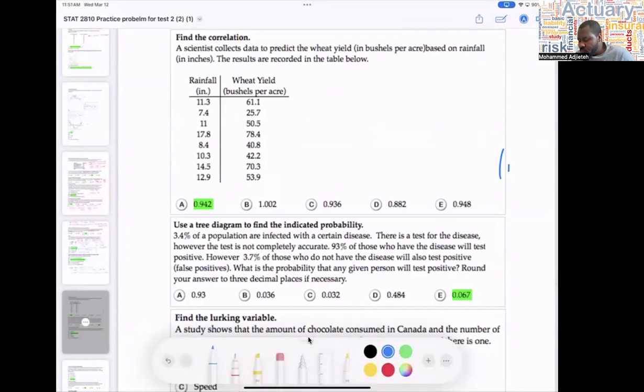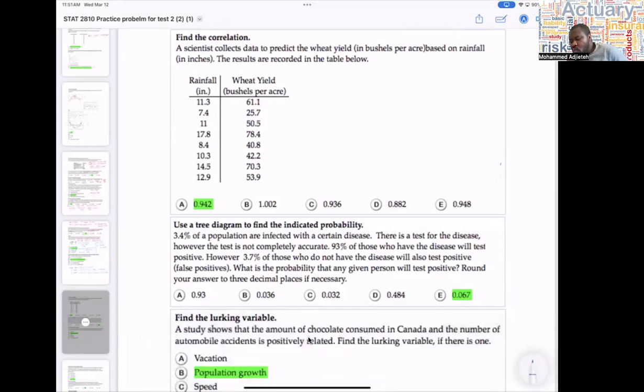Okay. Now, we are asked to use the tree diagram to find the indicated probability. We are told that 3.4% of the population is infected with the disease. There is a test for the disease, however, the test is not completely accurate. 93% of those who have the disease will test positive. 3.7% of those who do not have the disease will also test positive. What's the probability that any given person will test positive? Let's try to do that.